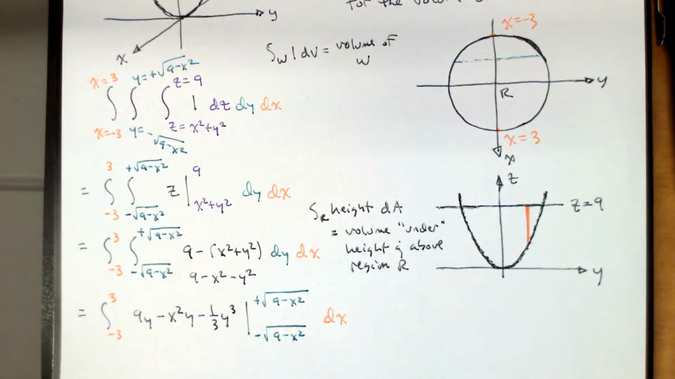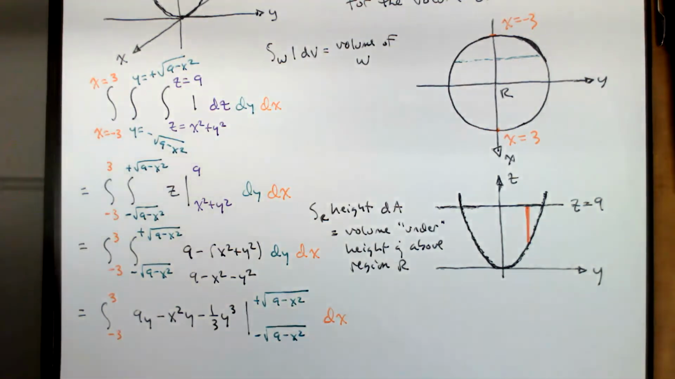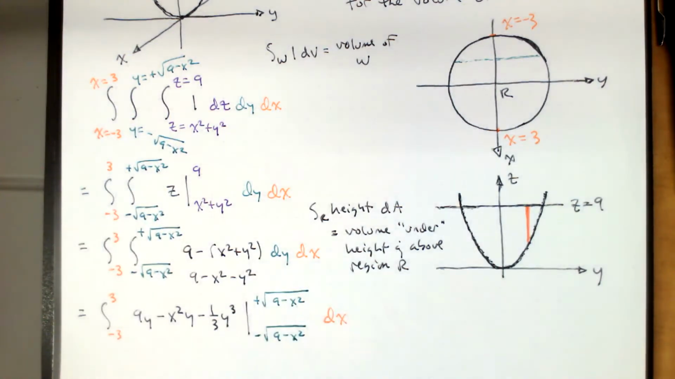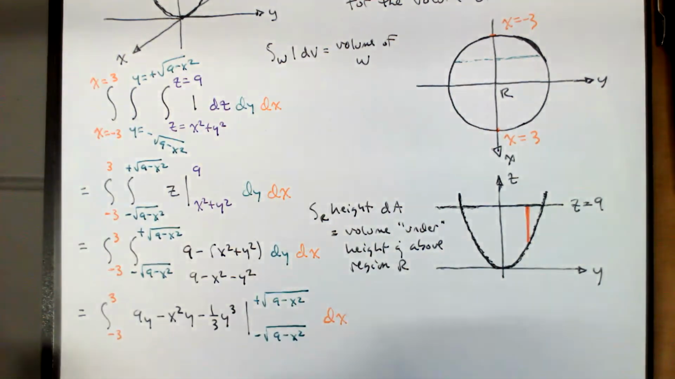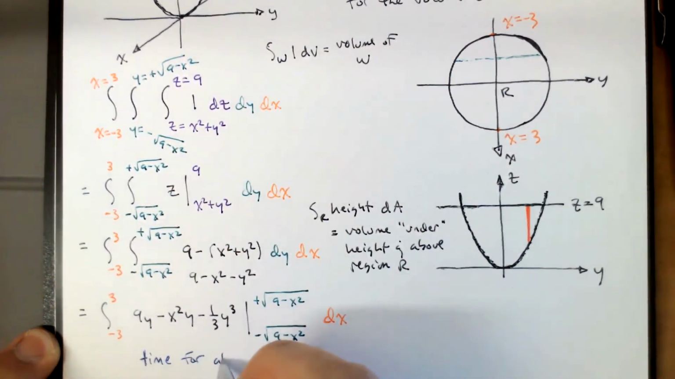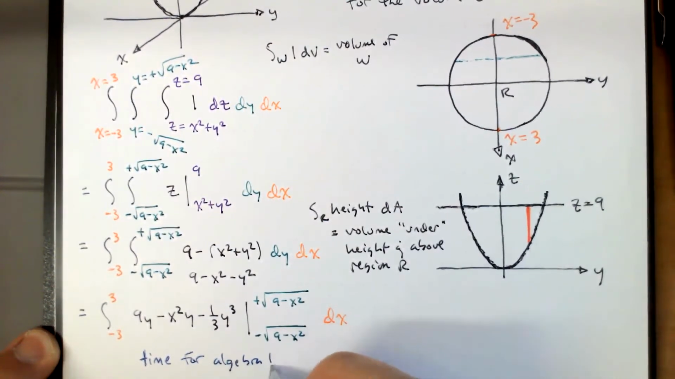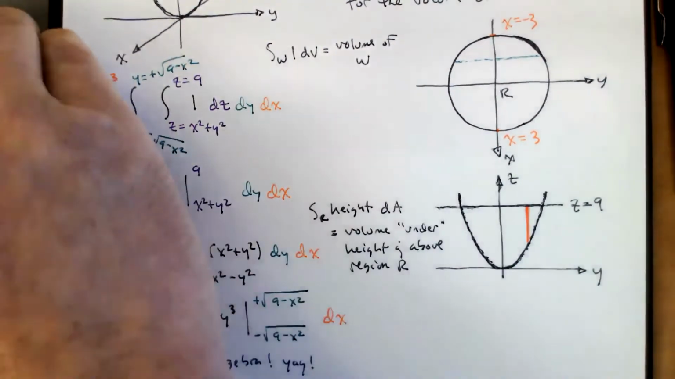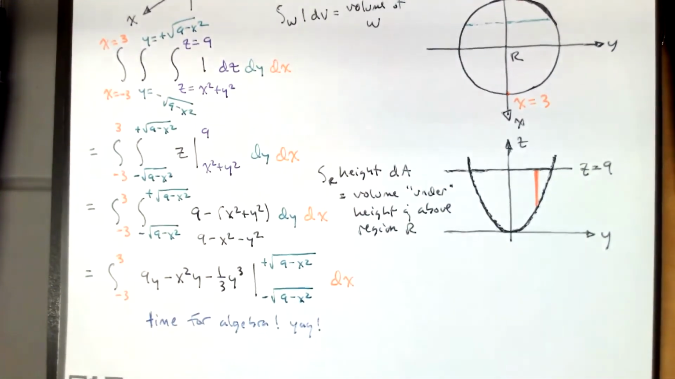Well, now we've got ourselves a bit of a mess. We've got to plug in these two square roots into this function where the y is, and then subtract. So this looks like a job for algebra. I actually want to pull this out of the integral. We're going to have 9 plus square root minus x squared times positive square root minus a third times positive square root cubed.